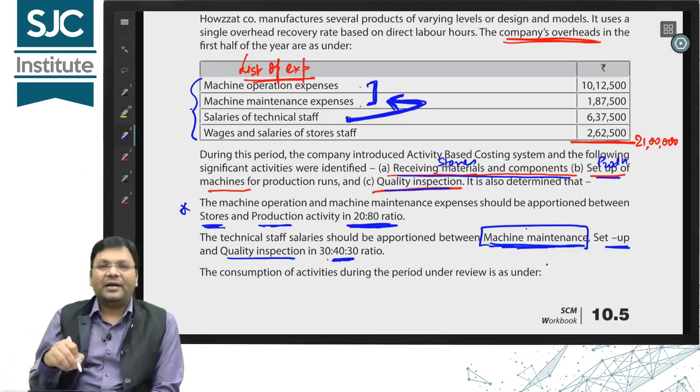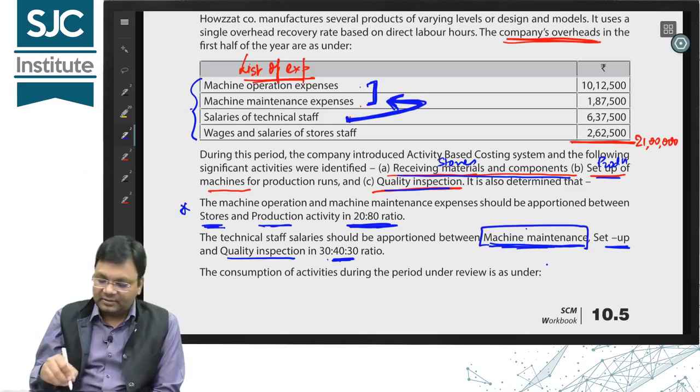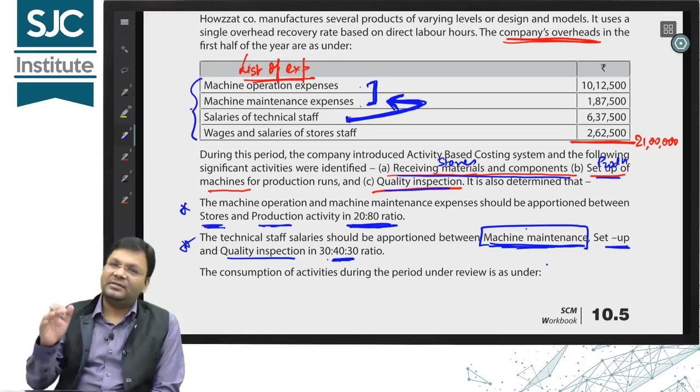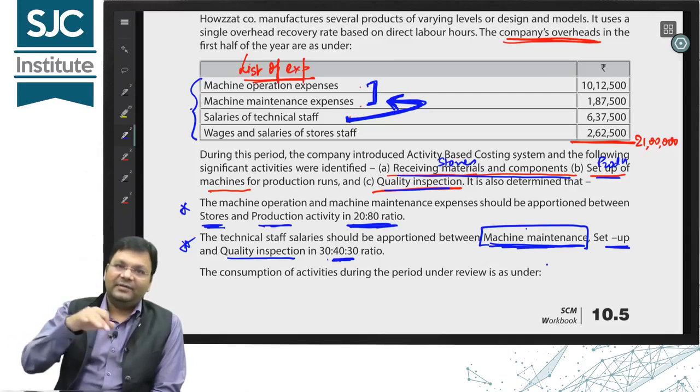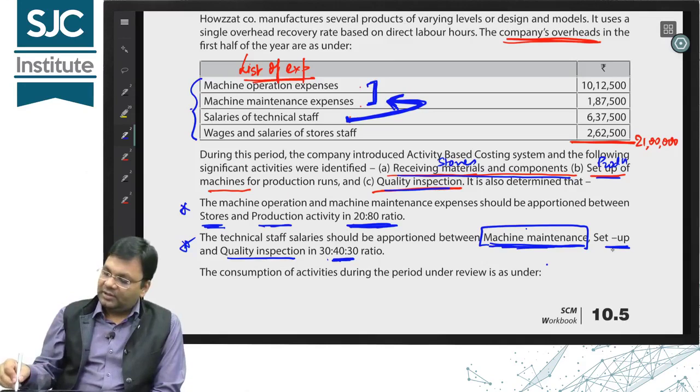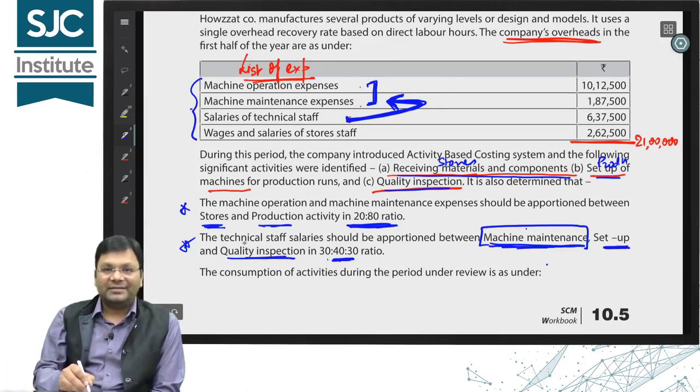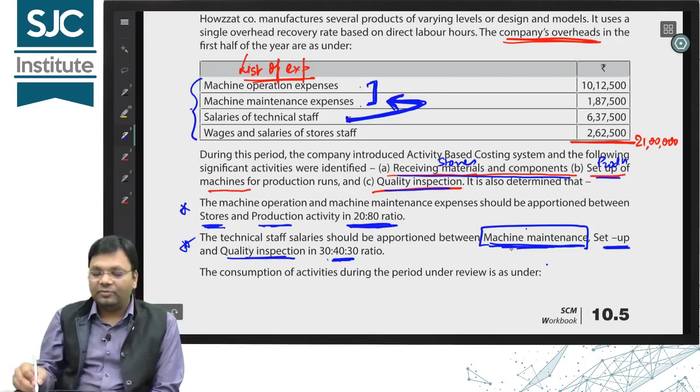So we already have activity for setup and quality inspection, so that's not a problem. So how are you going to deal with this? First you will apportion technical staff salary, which will go to three heads: machine maintenance, setup and quality inspection. We have three activities here: receiving, setup and quality inspection. So it is going into setup and quality inspection. Technical staff is not going in receiving. A portion of this will go to machine maintenance.